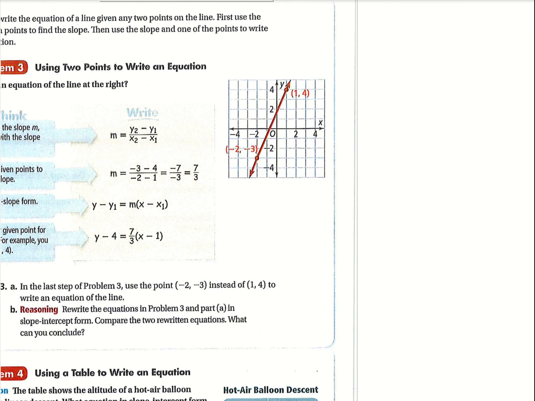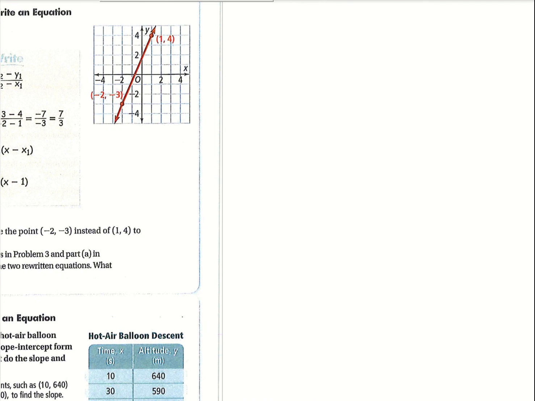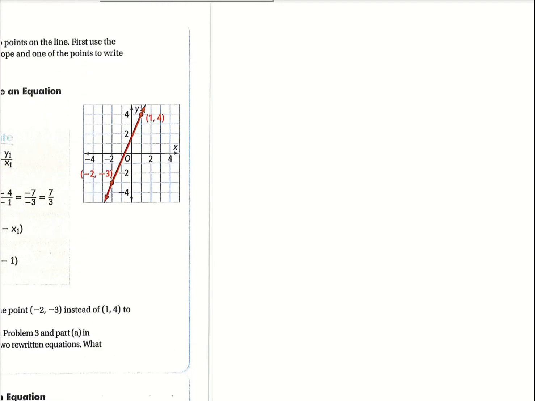This is using 2 points to write an equation. Instead of having a point and a slope, you're going to just work from 2 points. The points that they give you in this graph are the points, and I'm going to go ahead and label them A and B. So point A, we'll call that (-2, -3), and then point B will be (1, 4).